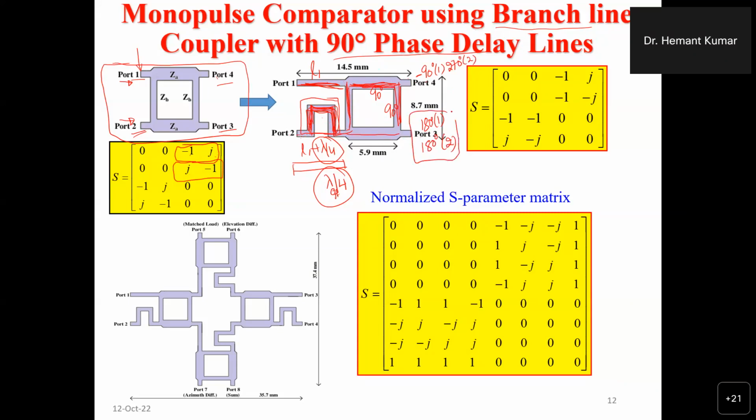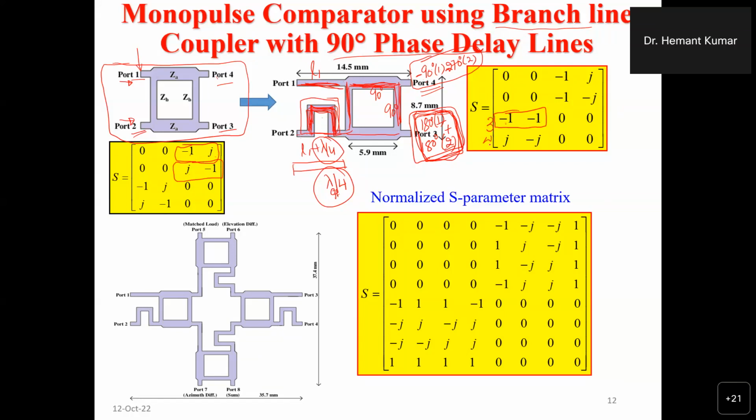So if you see, the output at port 3 is in the same phase for port 1 as well as 2. So here you will get the sum, because both the outputs at port 3 are in the same phase. Here, if you see the output at port 2, one is minus 90 degrees, another is minus 270 degrees. So there is a difference of 180 degrees between the two outputs. So at port 4 you will get the difference. That you can see from the S parameter matrix as well. So if you see -1, that means both are adding. So basically you will get a sum at port 3.